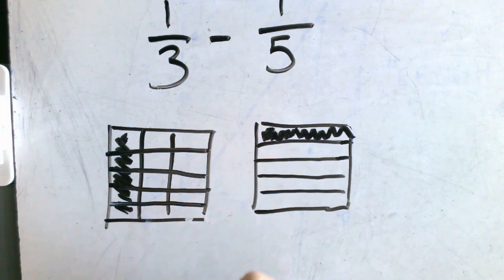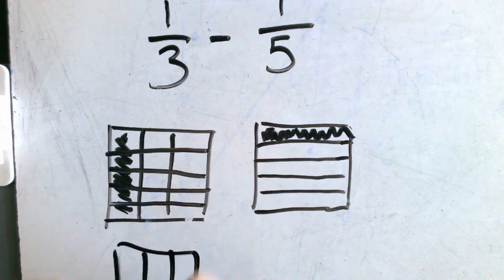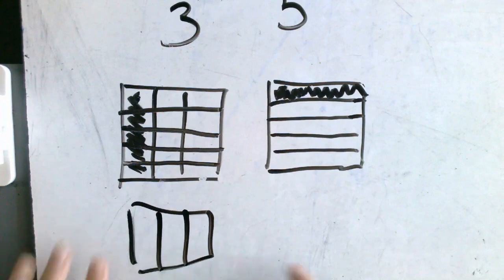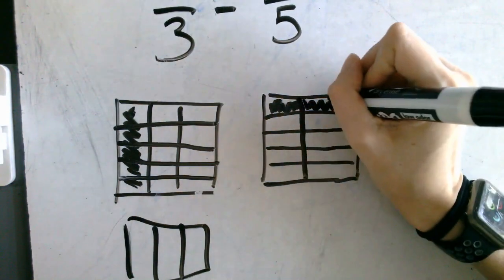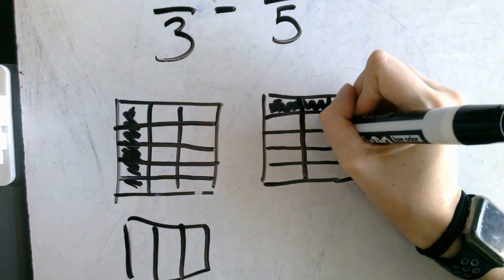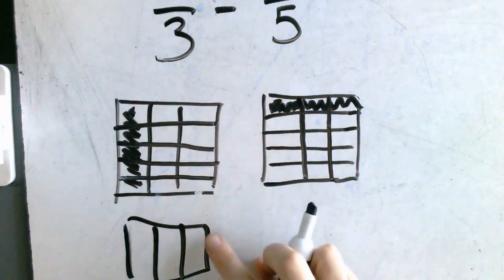Now, originally, we had this box split up into thirds. I had 2 lines going down the middle. I'm going to do the same on this side. I'm going to split it up into thirds.